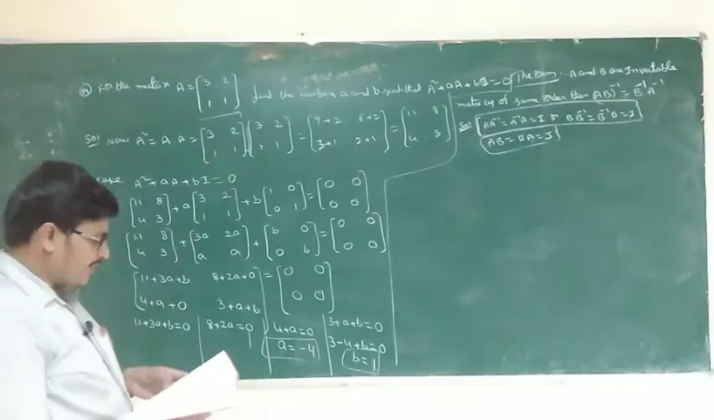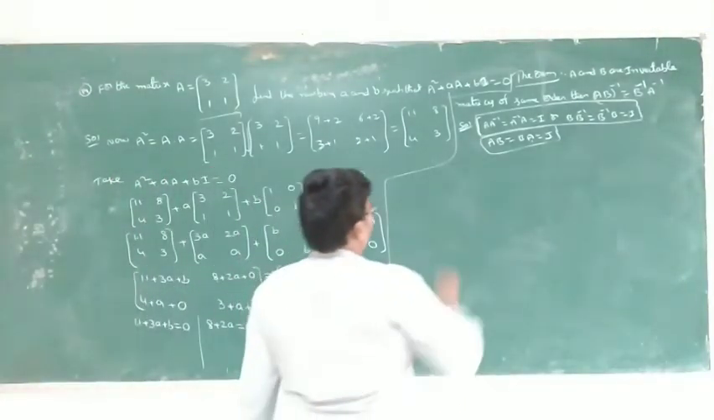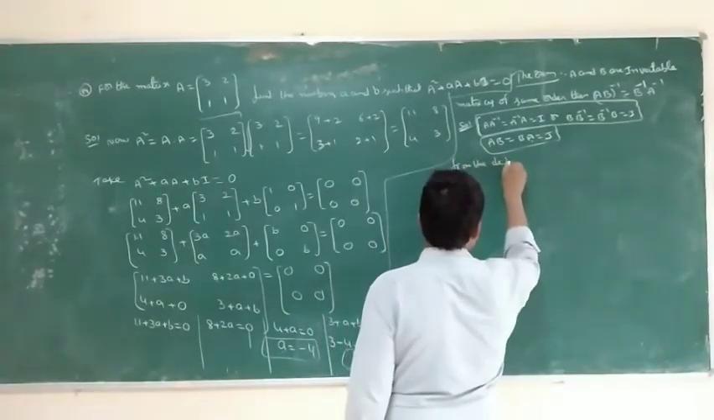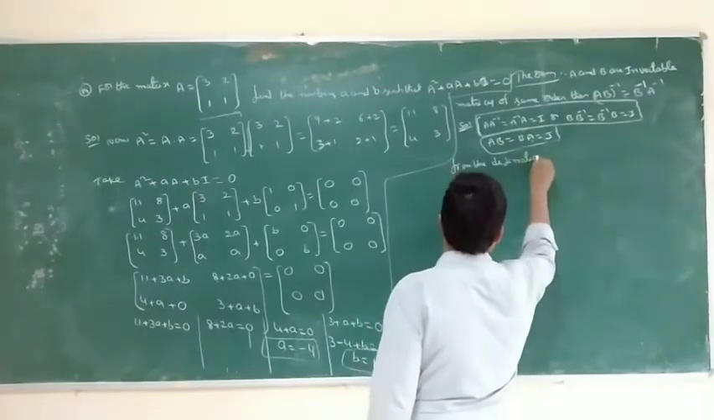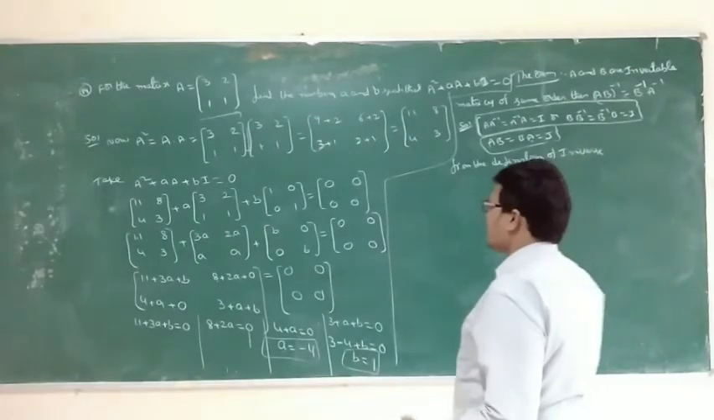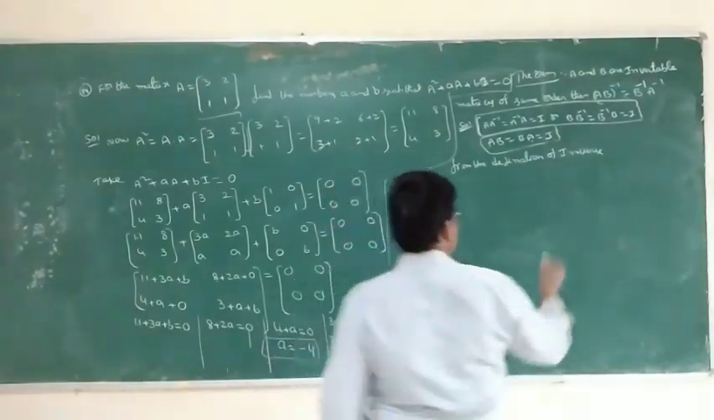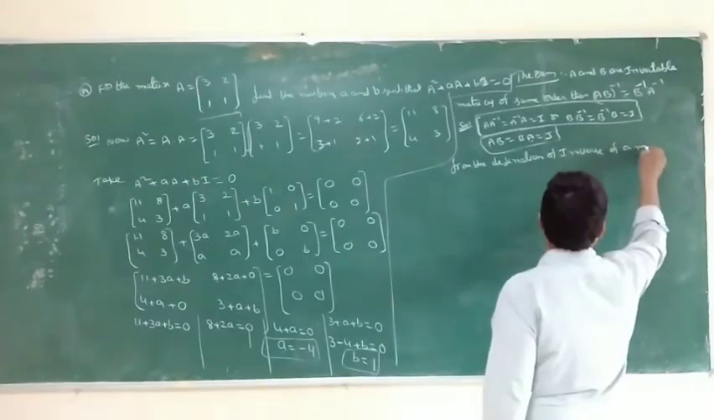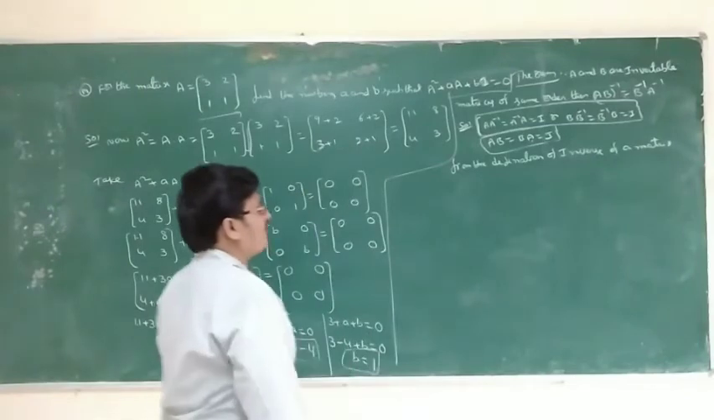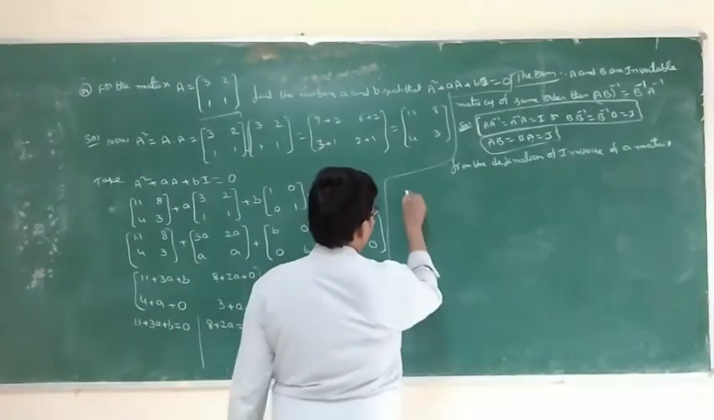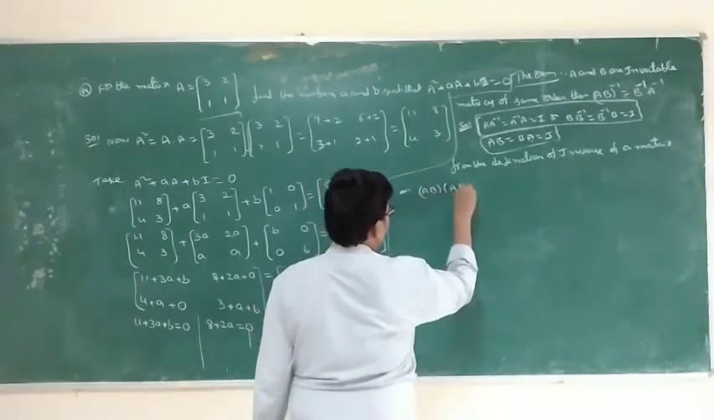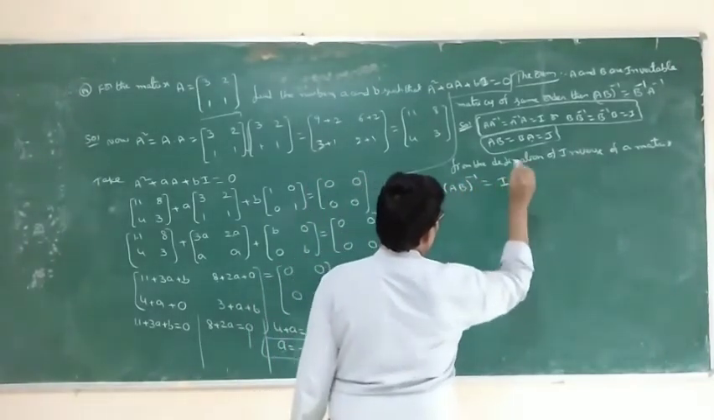So this is a very important one. From the definition of the inverse of a matrix, AB into (AB) whole inverse is equal to I.